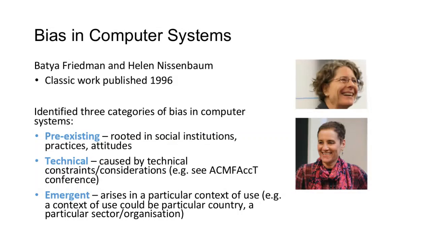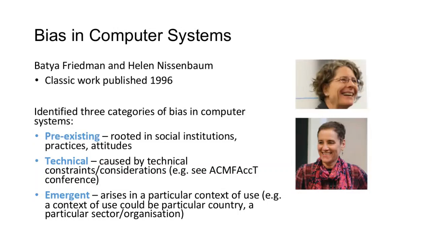And then the third category was emergent biases, and these are the kind of biases that arise when a system enters into a particular context of use. So context of use could be a shift between different countries or in particular sectors or particular types of organisations. If you have a system that's working away in one sector and then you try and transplant that into a different sector or organisation, you may see emergent biases arising.